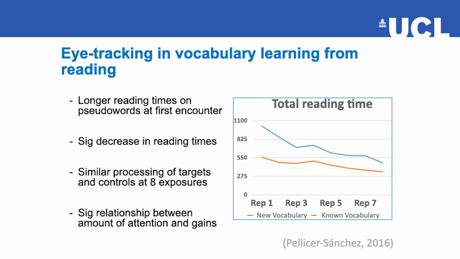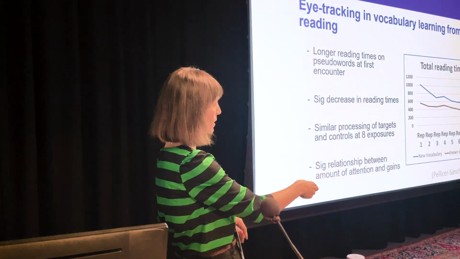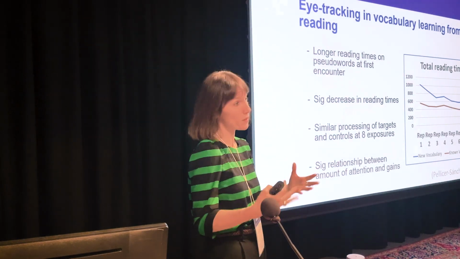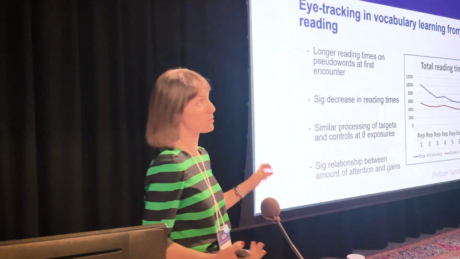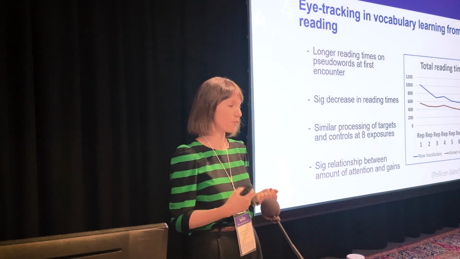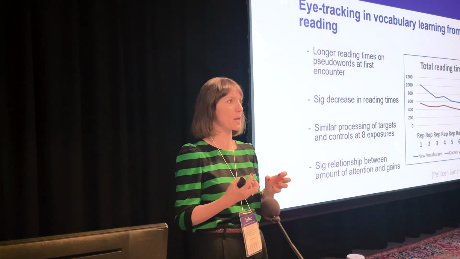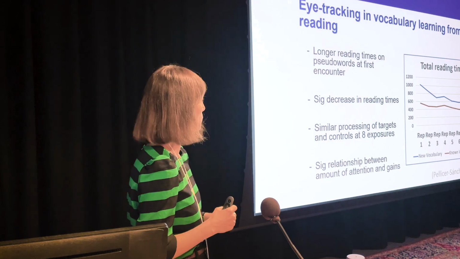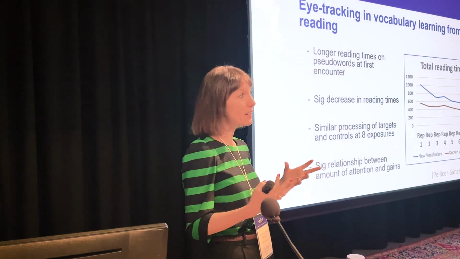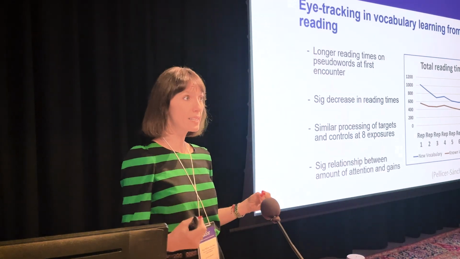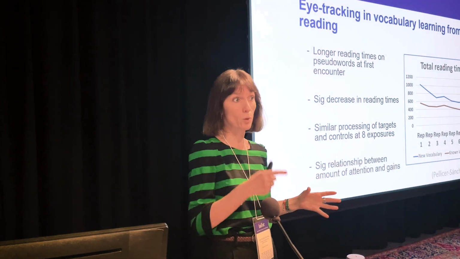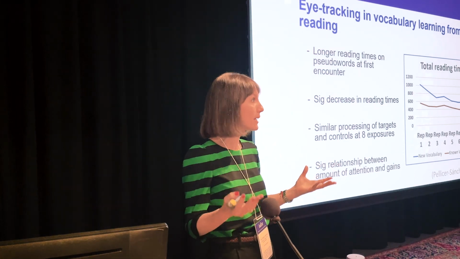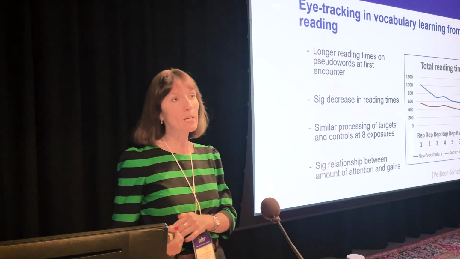What we found in general, and you have here a graph showing the 8 repetitions, 1 to 8, these are the 8 times that the learners saw these new words in the story. And we have the total reading time, the information that we got from the eye movements, the amount of time that people spent processing each of these words. In general, we found a very clear pattern: at the beginning, when learners are reading a text and they find words they don't know, they, as expected, spend longer processing those words, probably trying to figure out the meaning from context, but then there is a clear pattern of decrease.